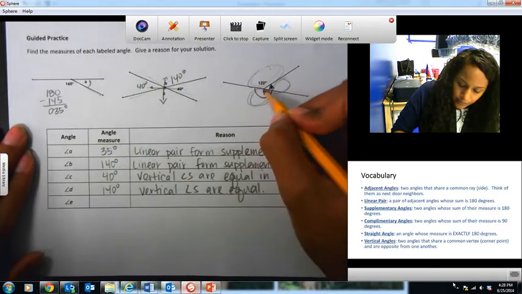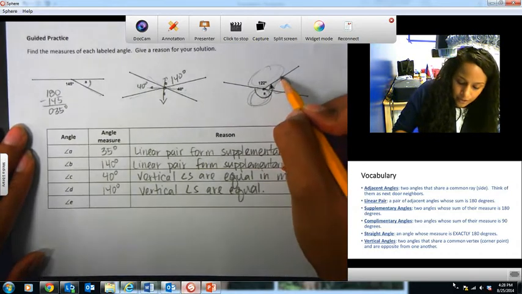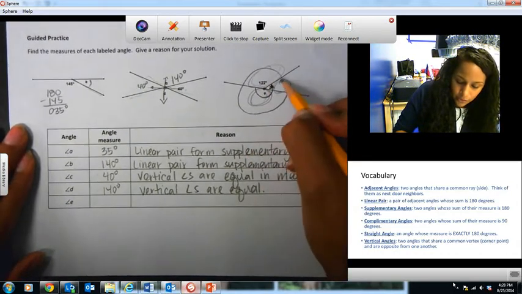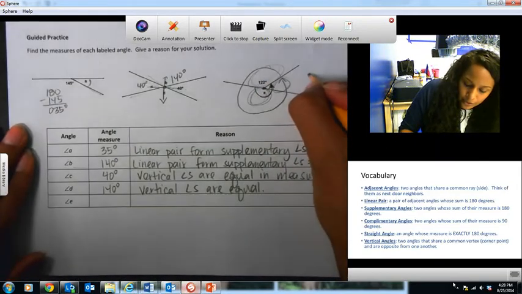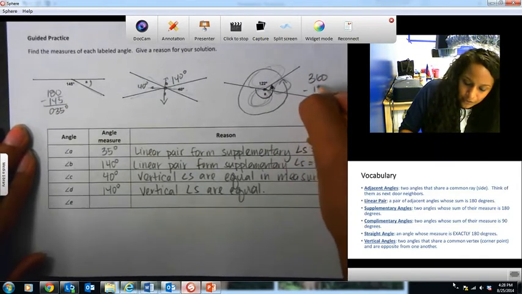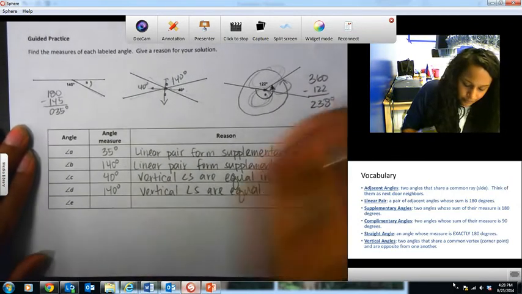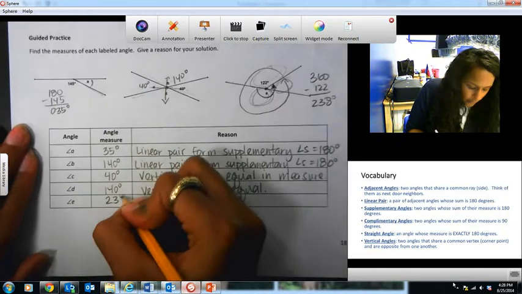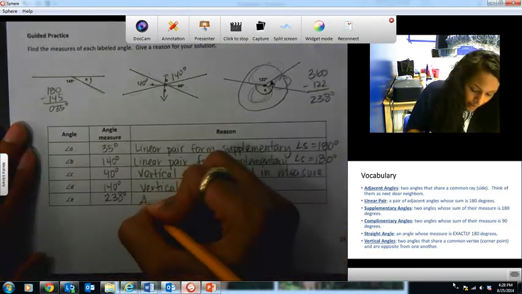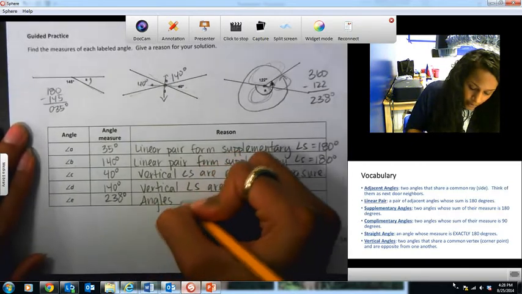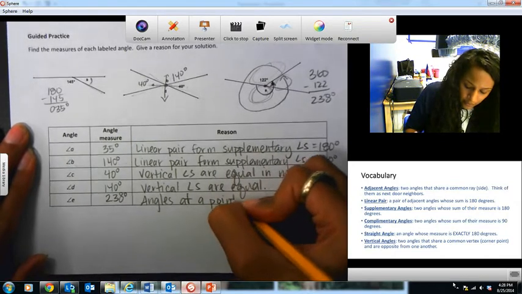So that means from here to here is 360 degrees. So I'm just going to take 122 and subtract it from 360 degrees, and I get 238. Okay? And again, the reason I know this is because angles at a point equal 360 degrees.